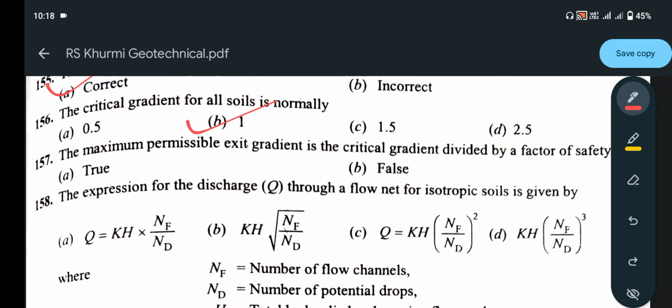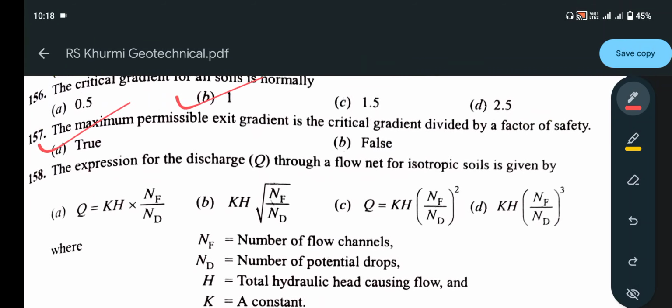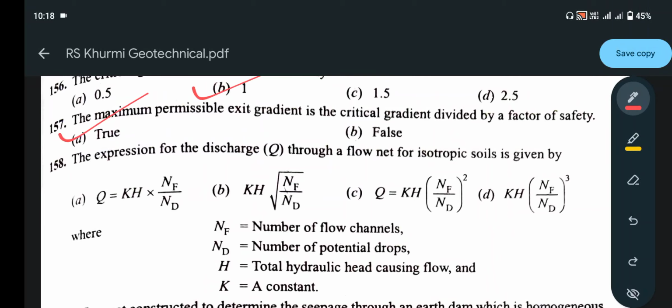The maximum permissible exit gradient is the critical gradient divided by the factor of safety. So it is true. Next question, the expression for discharge Q through a flow net for isotropic soils is given by KH Nf by Nd. Yes, KH Nf by Nd.